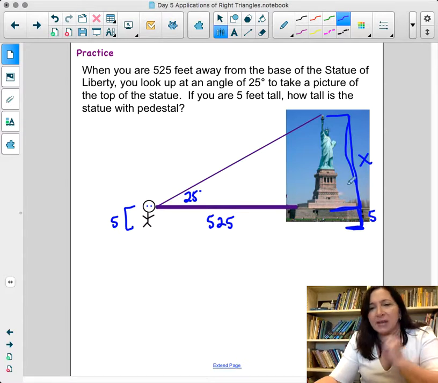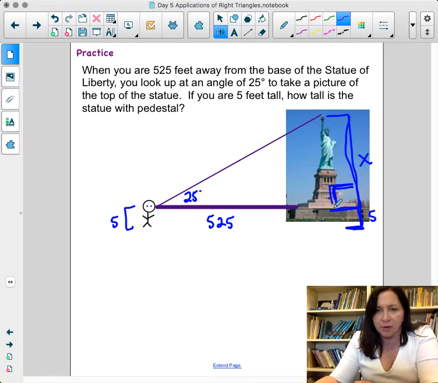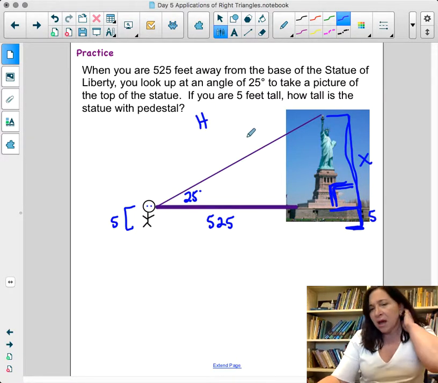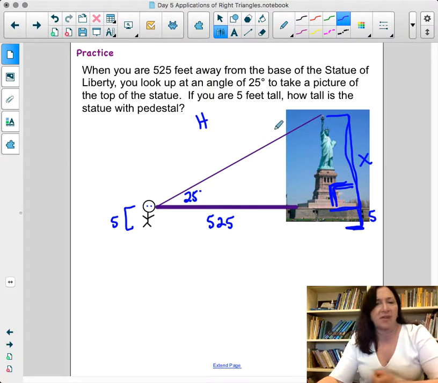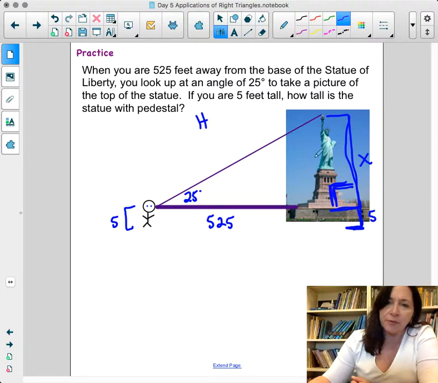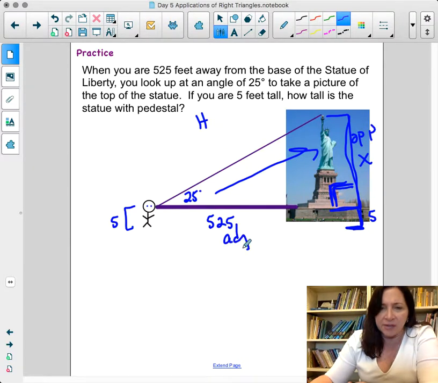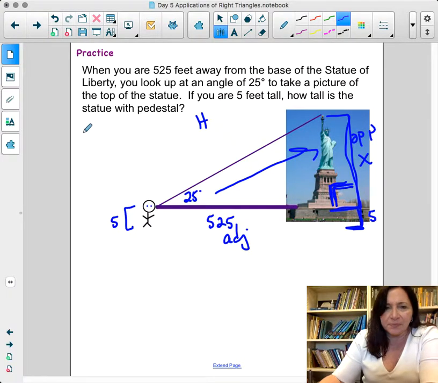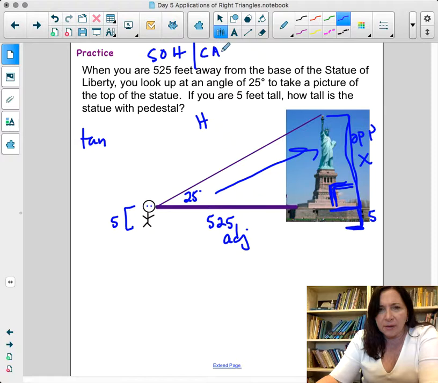And so what you need to ask yourself is, this is a right triangle here. This is my hypotenuse. I am not trying to find the line of sight. I'm not trying to find that value, this hypotenuse. So therefore, what I have is the opposite side, and I have the adjacent side. So if you remember your SOHCAHTOA, tangent is opposite over adjacent.